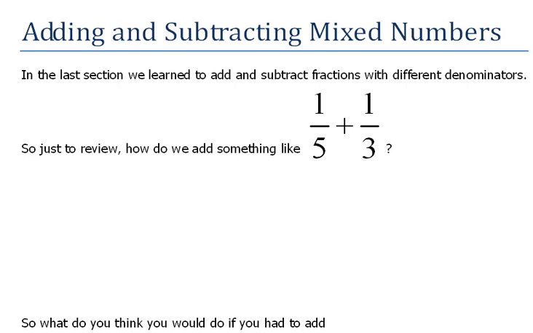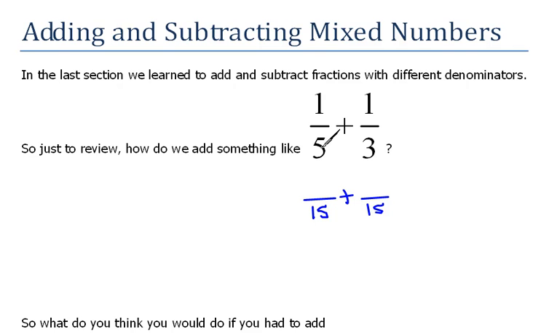Alright, in the last section we talked about how to add and subtract fractions with different denominators. So just as a quick review, if we were to add 1/5 plus 1/3, remember what we would need in order to do that. We would need a common denominator. So between 5 and 3, that common denominator would be 15.